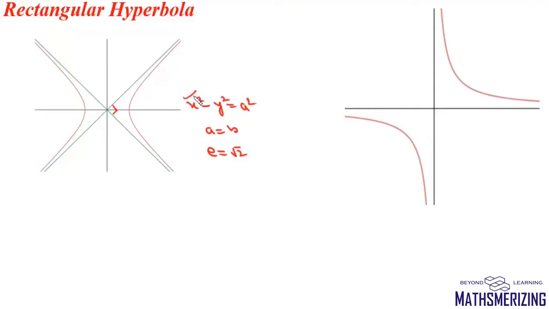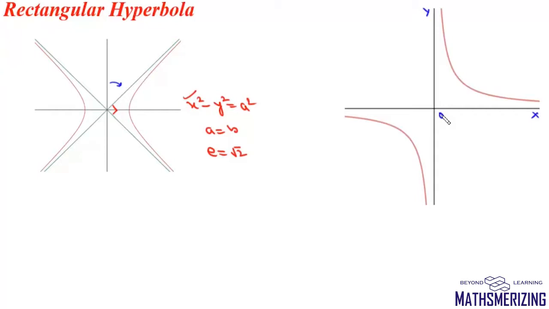For this form, we already have been solving questions using the standard forms just by taking a equals b and e equals root 2. Now in this video, we'll be discussing an interesting case of rectangular hyperbola. If we rotate the axis 45 degrees in the clockwise direction so that now the axis becomes asymptote for this hyperbola, this hyperbola will now look like this hyperbola on the right, where we have asymptotes as x-axis and y-axis.